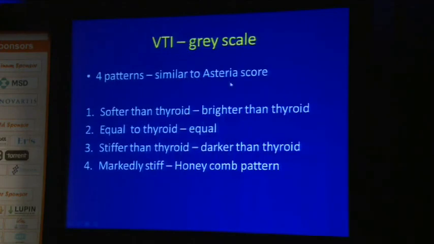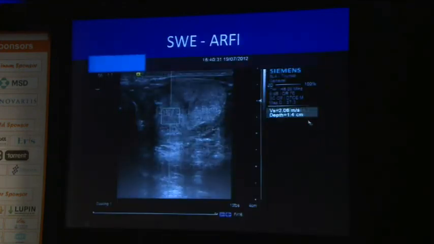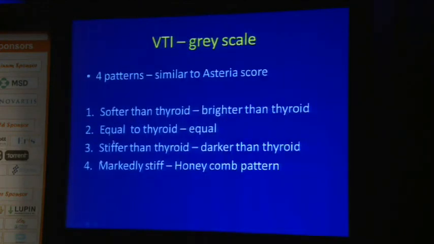This is how it gets displayed, and it also displays the depth at which the velocity is measured. There are 4 categories which are very similar to the Asteria score, where if the lesion is softer than thyroid, it will be brighter than the thyroid. When the lesion's stiffness is equal to the thyroid gland, the brightness would be the same. The lesion and the thyroid nodule would appear similar.